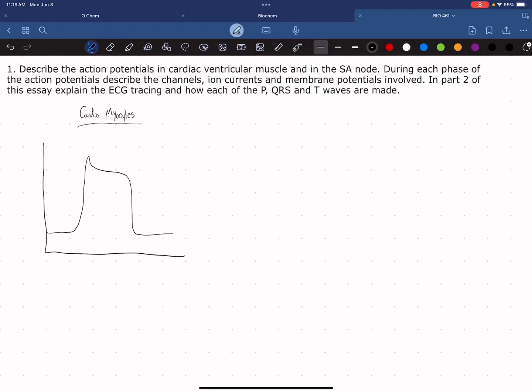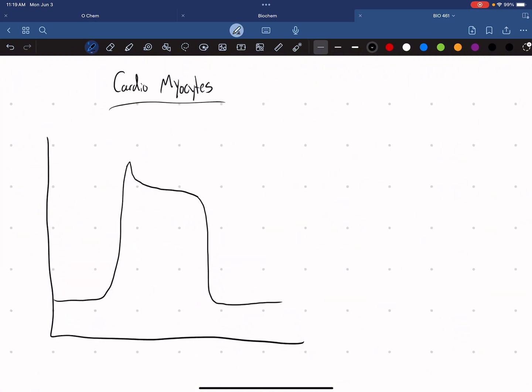Okay, so for this first question, it asks us to describe the action potentials in cardiac ventricular muscle and the SA node. So I'll go ahead and start by drawing out each one of the action potentials and labeling them according to the phases and kind of describing what happens in terms of channels, ion currents, and membrane potentials.